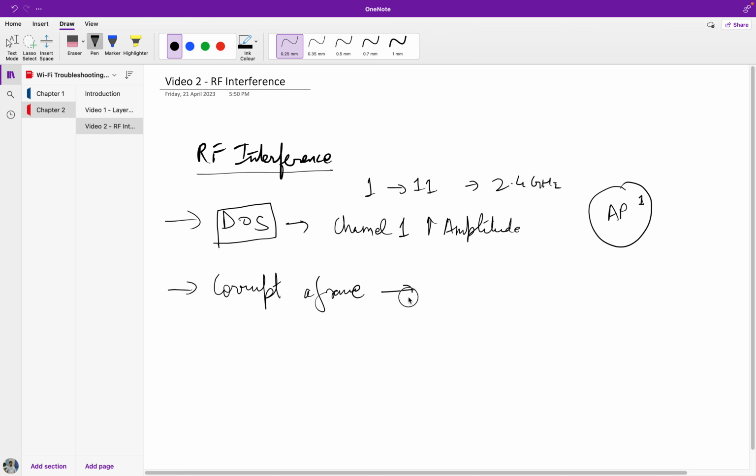The second thing it can do is corrupt a frame. Corruption of frames is very common due to RF interference, which will again cause very high L2 retransmissions.